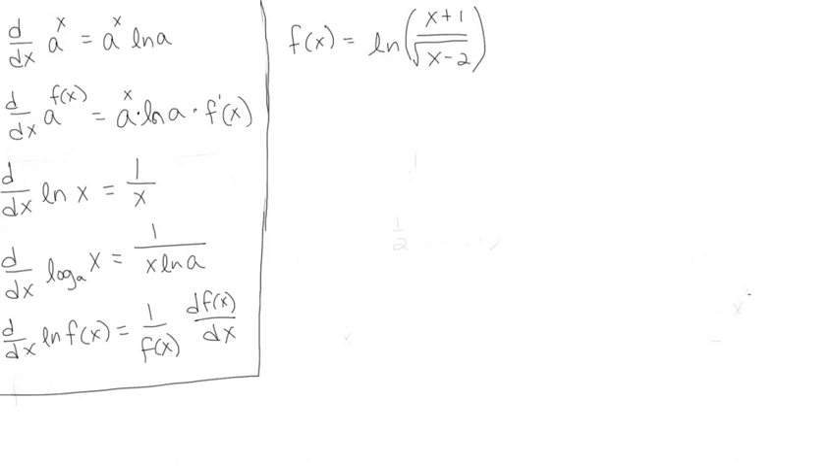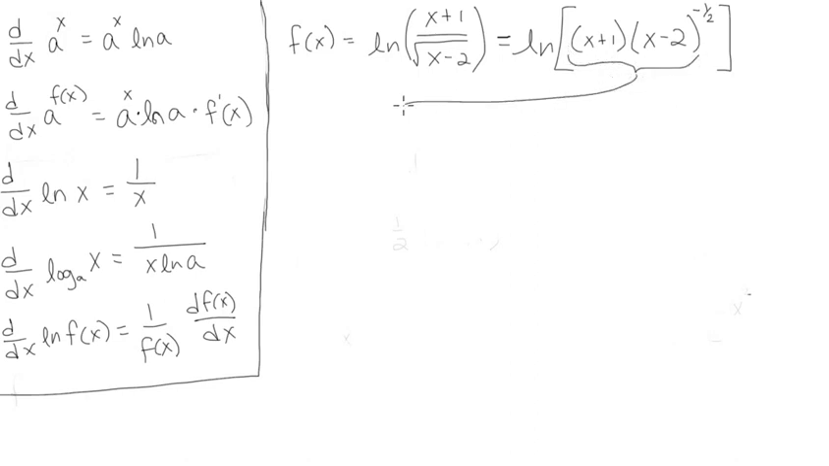All right, so we'll break this into several different pieces. I'm going to rewrite this as the natural log of (x plus 1) times (x minus 2) to the negative 1/2. I'm going to take the derivative of this inside piece first.